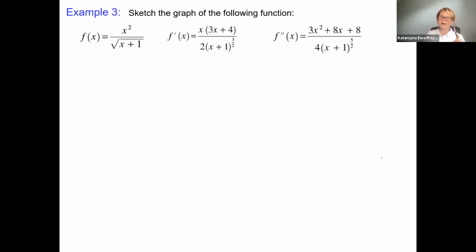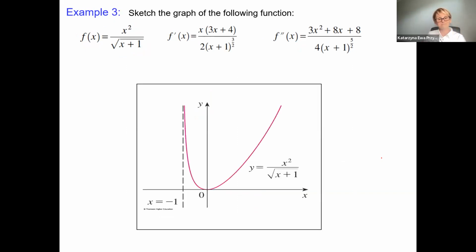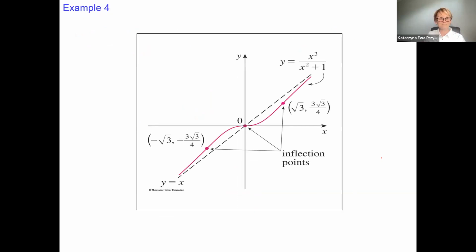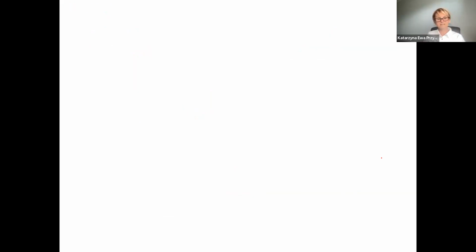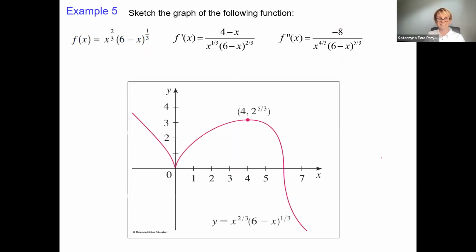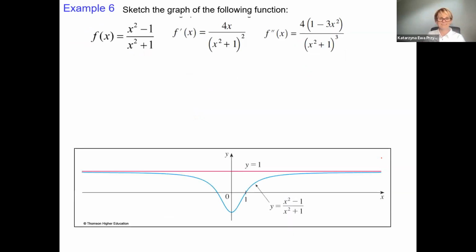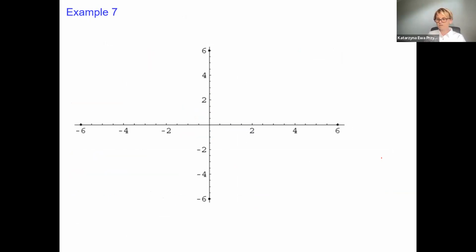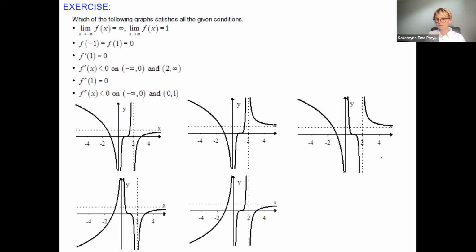Now I have more formulas. I don't have the work, but you can try the work. I have the graph, you may check. This is example number 4, and that's the graph. I have another one, and that's the graph. I have another one, that's the graph. You will try to get the graph. For this one you have an additional video. We will not do this one.